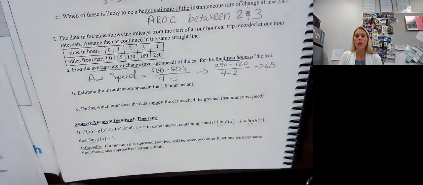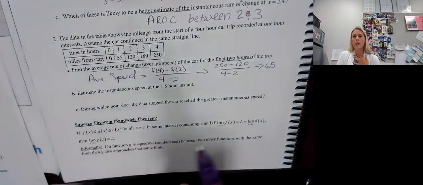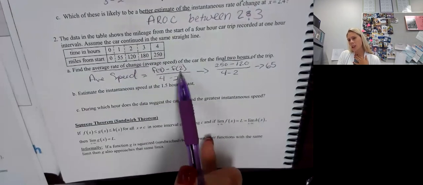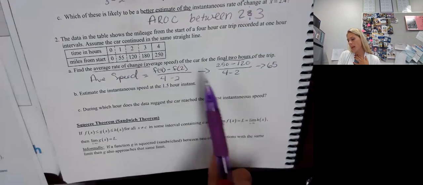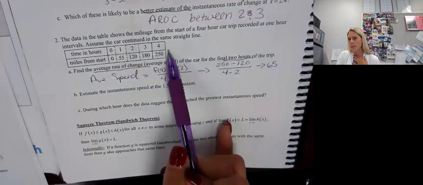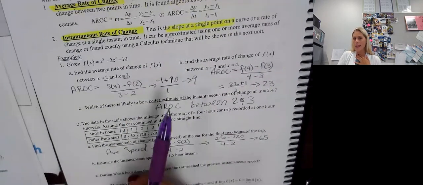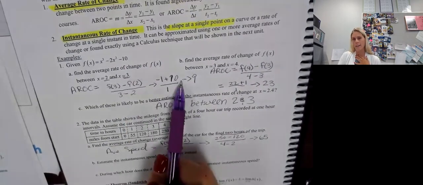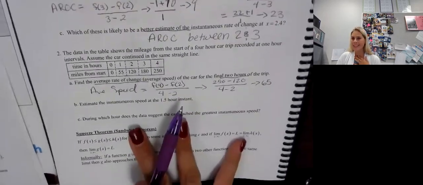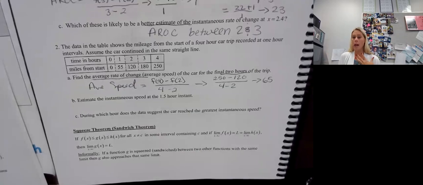Now, just to tell you guys, because they actually gave me the y values, I really didn't have to do this step. I could have just gone 250 and 120 because they gave me the values. Up here, they didn't give me -1 and -10, so I had to show where I got those. Hopefully that makes sense. If not, make sure to ask me why.